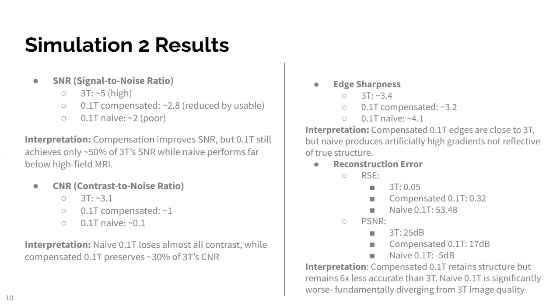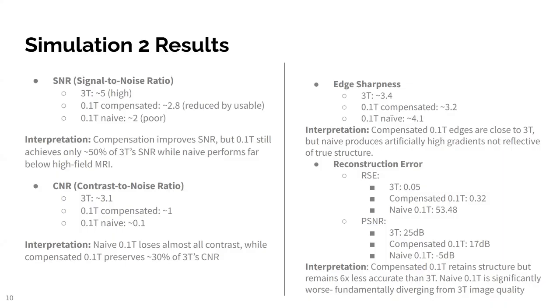Starting with SNR, compensation improves SNR, but 0.1T still achieves only about 50% of 3T's SNR, while naive performs far below high-field MRI. Next is CNR, contrast-to-noise ratio. Naive 0.1T loses almost all contrast, while compensated 0.1T preserves about 30% of 3T's CNR.